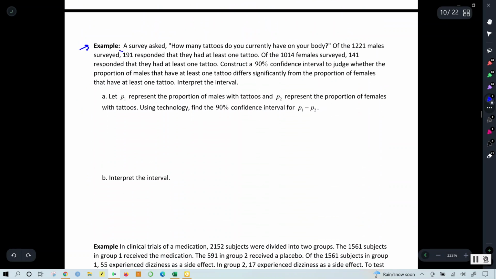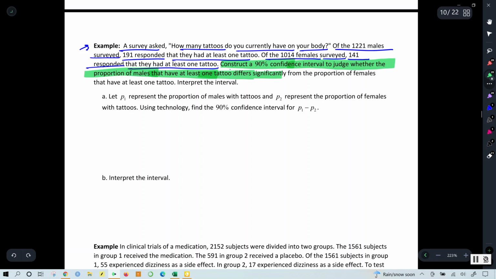In this example, a survey asked, how many tattoos do you currently have on your body? Of the 1,221 males surveyed, 191 responded that they had at least one tattoo. Of the 1,014 females surveyed, 141 responded that they had at least one tattoo. We are required to construct a 90% confidence interval to judge whether the proportion of males that have at least one tattoo differs significantly from the proportion of females that have at least one tattoo. And then we are to interpret the interval.